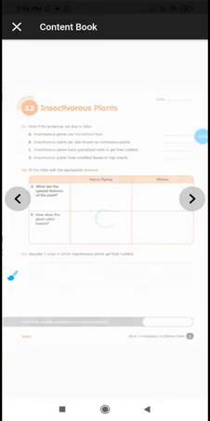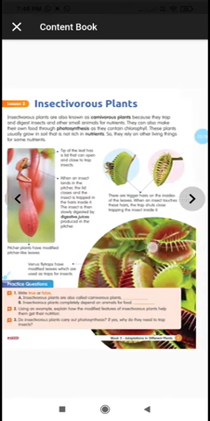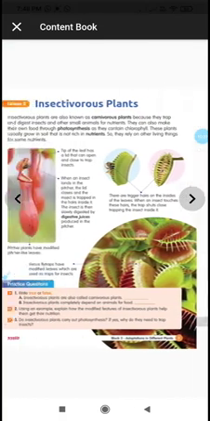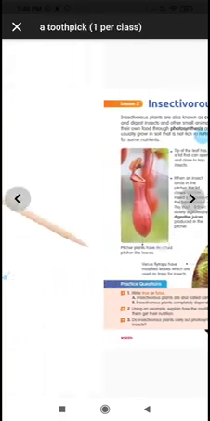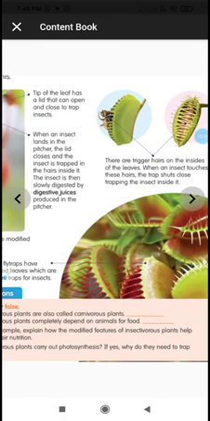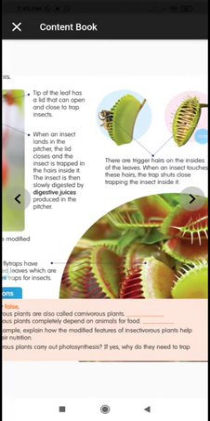So you learnt about pitcher plant. You also learnt about Venus flytrap plant, and one more aquatic plant is also there. That's also an insectivorous plant. The picture is not given here. It's there in your content book. You can see, along with the Venus flytrap and the pitcher plant, one more aquatic plant. You know that water plants are known as aquatic plants.